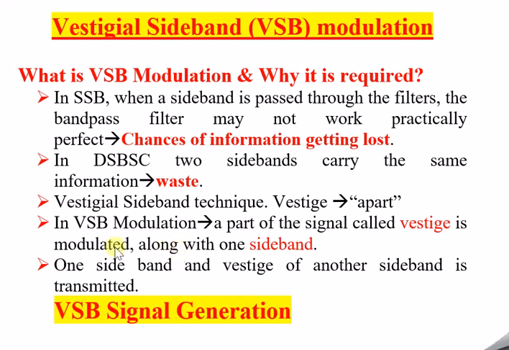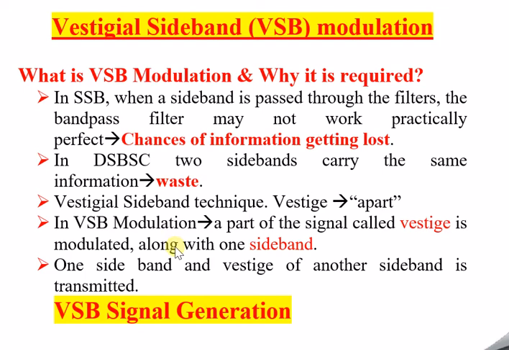And why is it called vestigial sideband? Why sideband? Because along with this part of the signal called the vestige, we are also transmitting one sideband. That's why vestige, because we are transmitting part of the signal, and sideband, because we are transmitting one sideband also. Hence this modulation is called vestigial sideband modulation. I hope now this is clear.